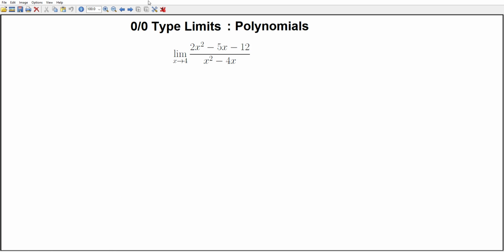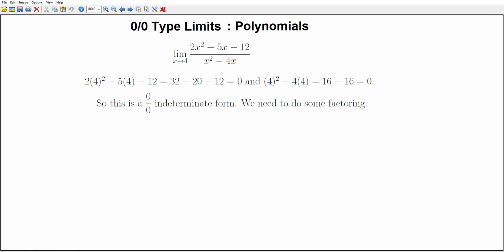Let's look at a slightly more complicated situation. The limit as x goes to 4 of 2x squared minus 5x minus 12 over x squared minus 4x. Once again, when we evaluate the top at x equals 4, we get 0. And when we evaluate the bottom, when x goes to 4, we get 0. So again, this is a 0 over 0 indeterminate form, and we have to do some factoring.